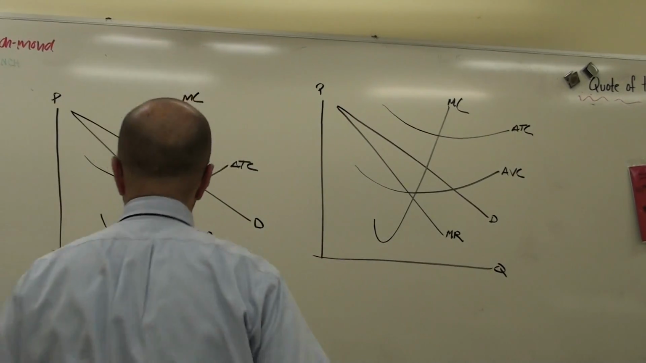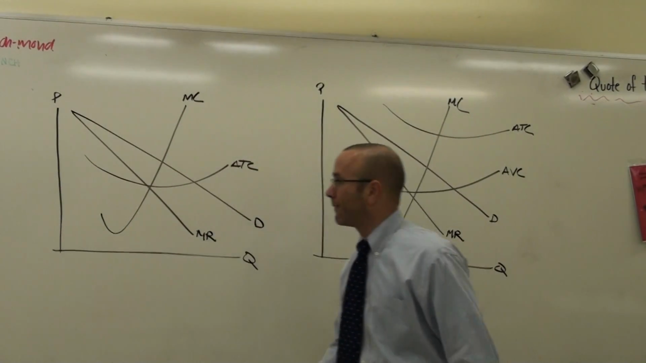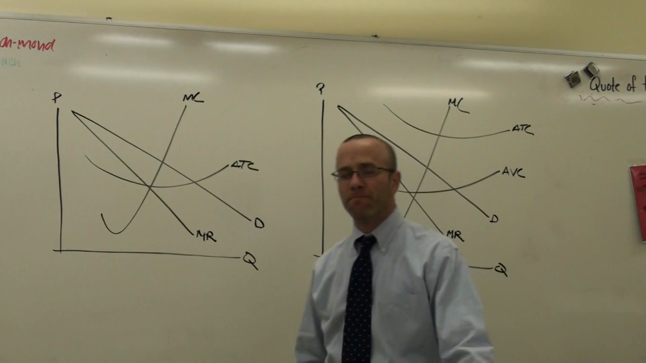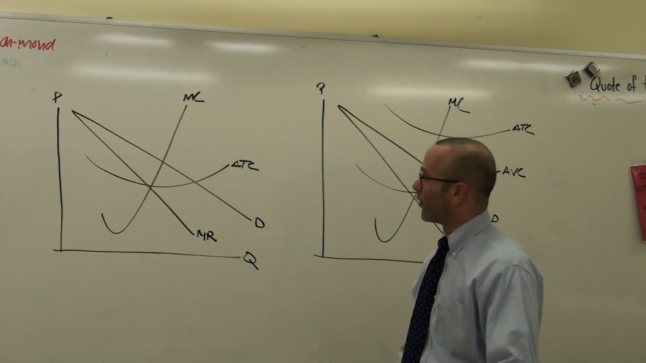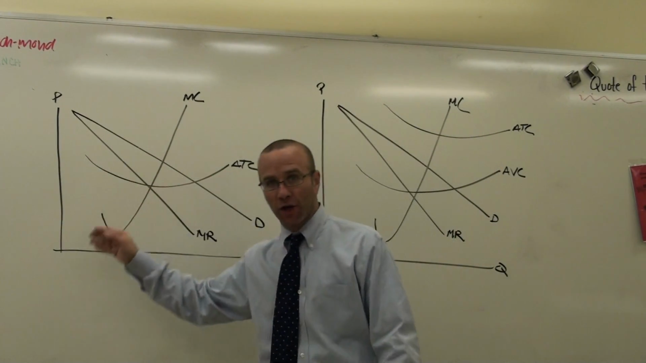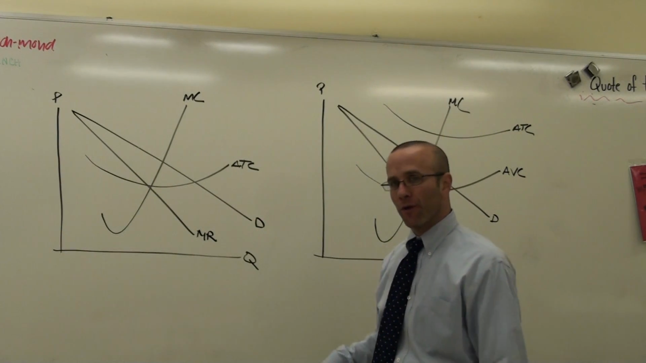All right, you guys ready to graph some monopolies today? Here we go. Monopolies are price makers. They are the industry, they are the firm. They have downward sloping demand curves. In order to sell more, they have to lower the price.